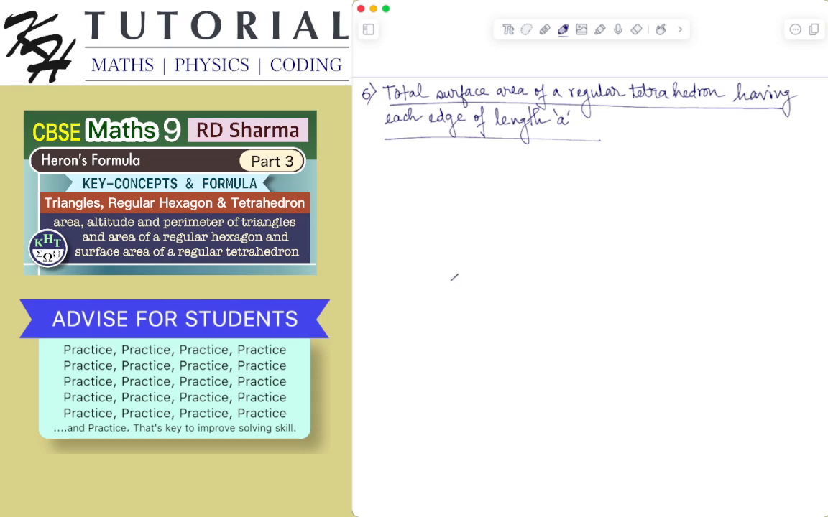So let's say this is an equilateral triangle. I'm trying to give a 3D view. So this is one of the 4 faces of the regular tetrahedron. There will be three other faces, and all those 3 other faces will be the same equilateral triangle. I am drawing very approximately.